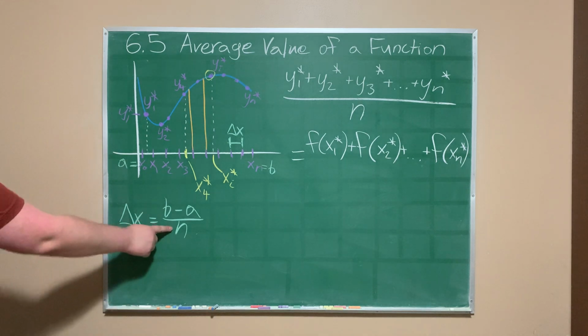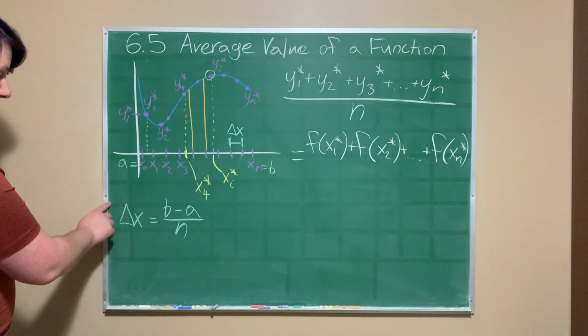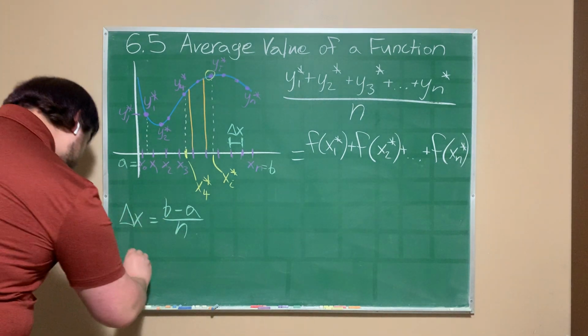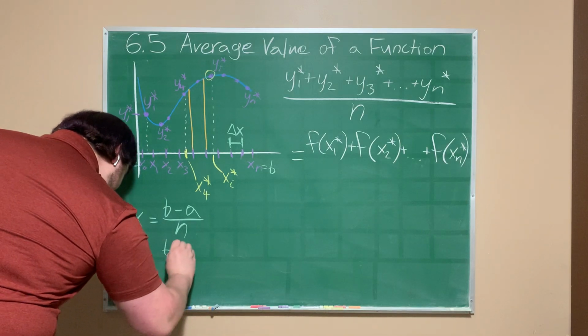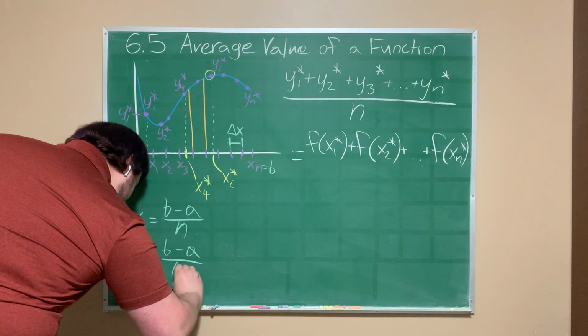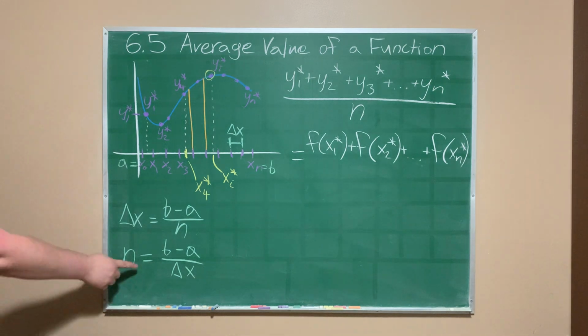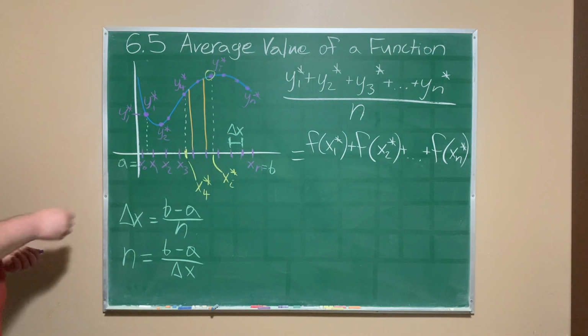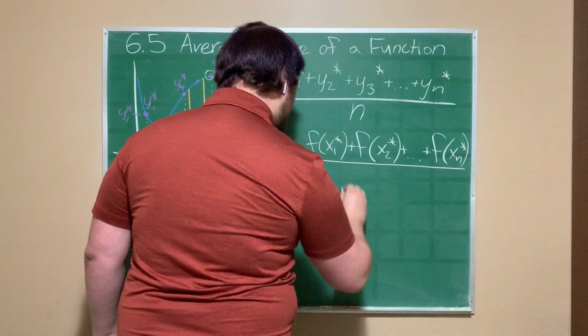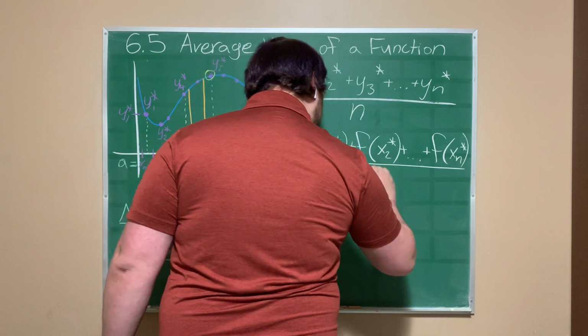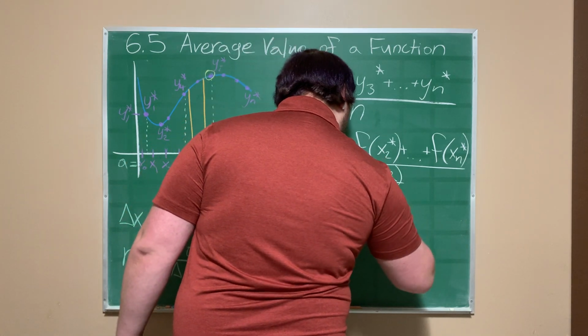I'm going to solve this equation for n. So multiply both sides by n and divide by delta x. You get n is equal to b minus a divided by delta x. So I'm going to make this substitution as well. The denominator here should be the fraction b minus a over delta x.